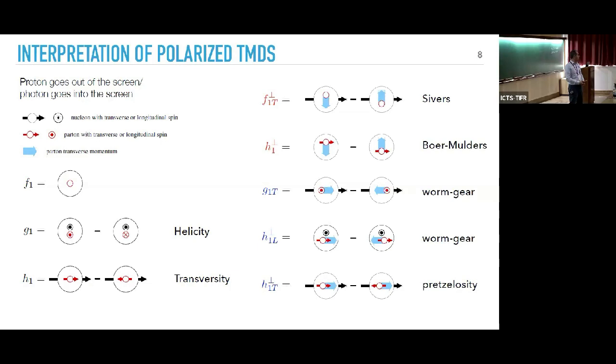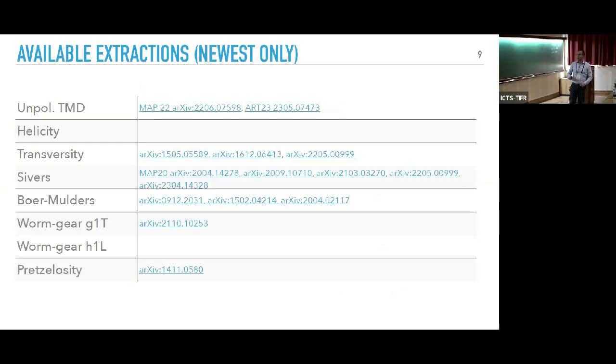Now, this is a slide with some references of recent extractions of quark TMDs. Now, it is not really complete in the sense that, first of all, I tried to put only the most recent extractions. There are dozens of older articles, but these are, say, the state of the art. And I'm not going to discuss all of them, but at least you have here an idea of where to look for information.